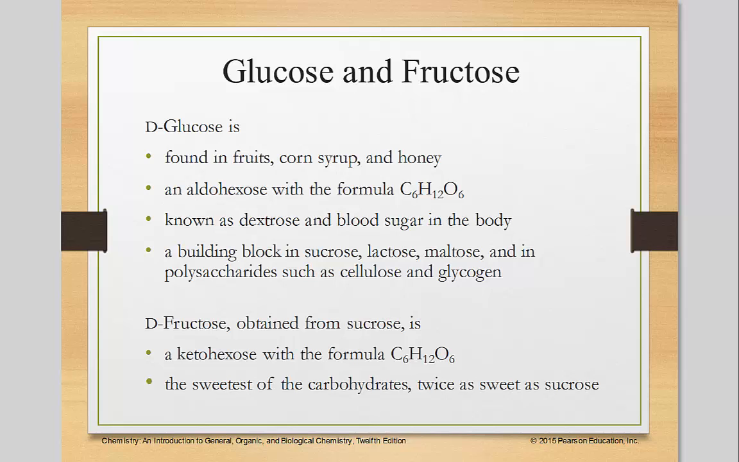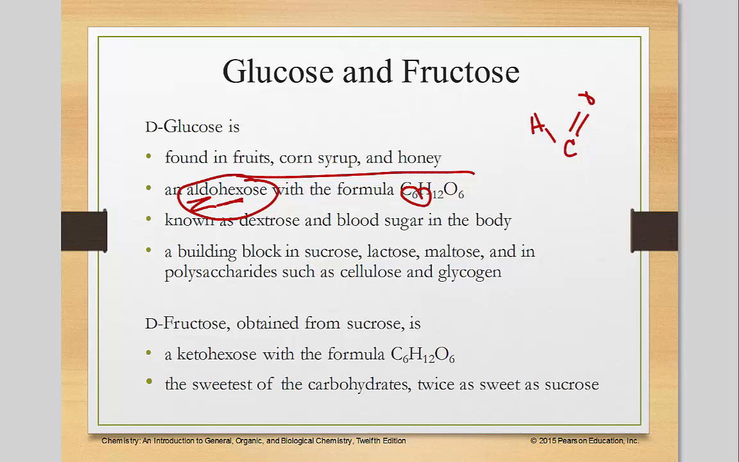We're going to talk about 3 different monosaccharides: glucose, fructose, and galactose. Those are the 3 most common ones, and so that's why we're going to focus on them. Glucose is found in corn syrup, in fruits, and honey. It's an aldohexose. Aldo means it's an aldehyde, which means the carbonyl group will be on the very top. Hex means that there's 6, so there's 6 carbons there.